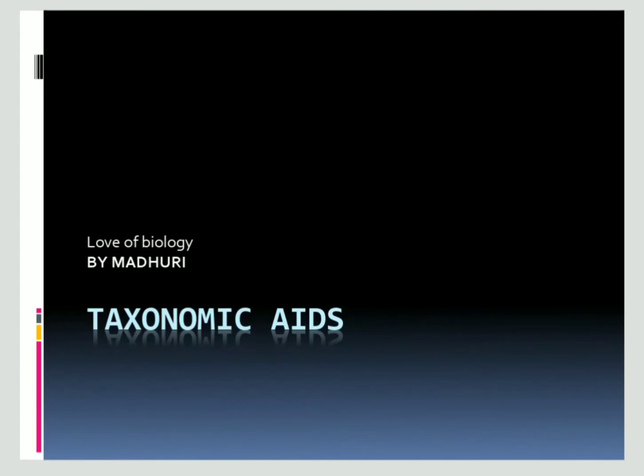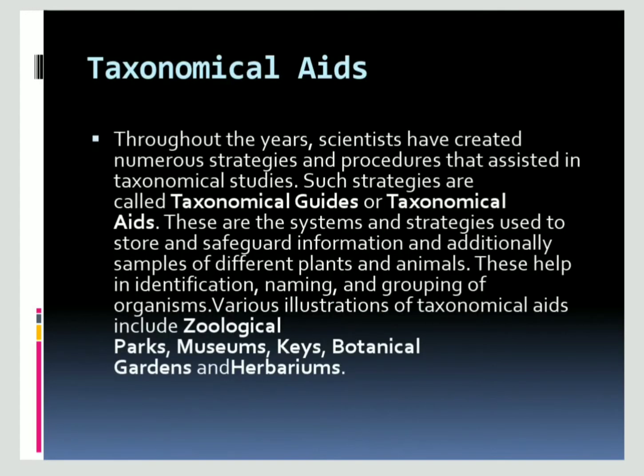Today we are going to learn about taxonomic aids. Taxonomic aids are used in the taxonomy of the living world. Throughout the years, scientists have created numerous strategies and procedures that assisted in taxonomical studies. Such strategies we call taxonomical guides or aids. These are the systems and strategies used to store and safeguard information, and additionally for sampling of different plants and animals. These help in the identification, naming and grouping of organisms, that is, taxonomy.